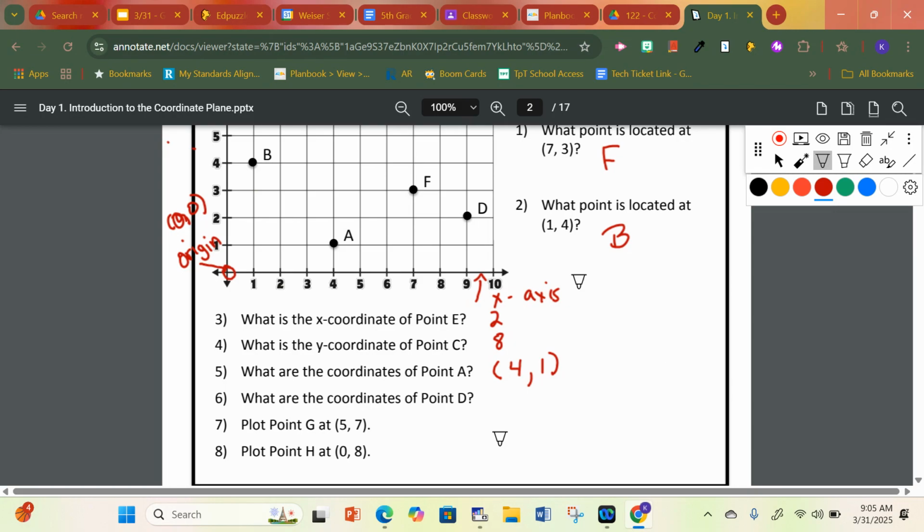What are the coordinates of D? So how far am I traveling? 9. And then how far up? 2.